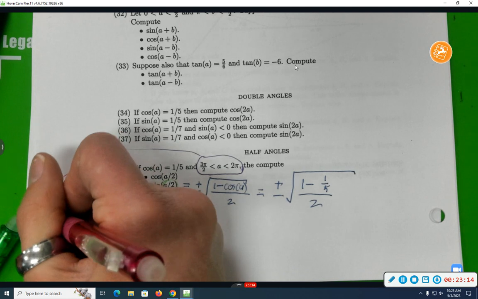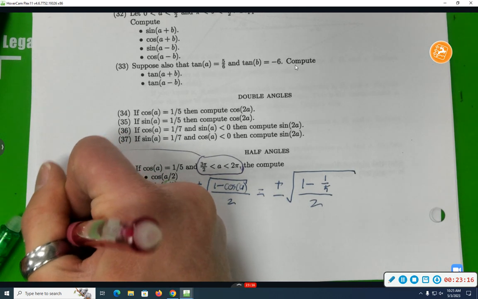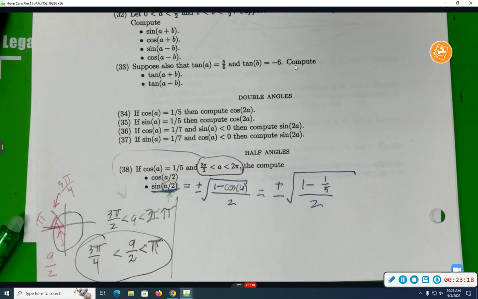So A over 2 lives between those two. A over 2 is somewhere in there. So now I'll ask you again, what quadrant does A over 2 live in? Quadrant 2. So this divide by 2 step, there is a subtlety there. You need to do some more to figure out what quadrant A over 2 lives in, not what quadrant A lives in.